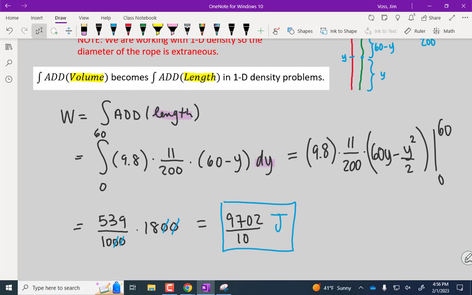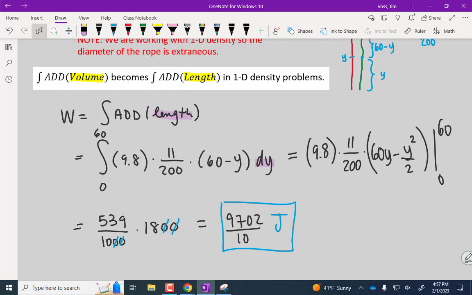Less than 1,000 joules. Now we're pulling up 55 grams. The density is 55 grams. We don't know the mass, but we could find it by multiplying the density times the length. Good. Okay, so any questions on the concepts with that example?